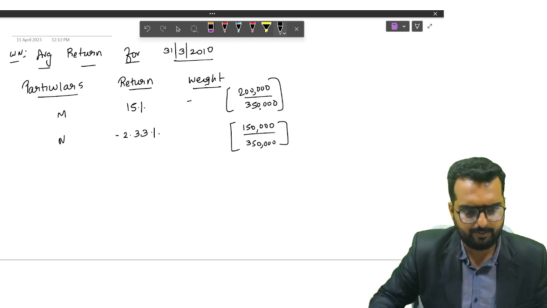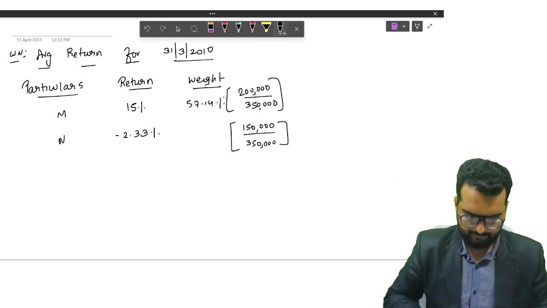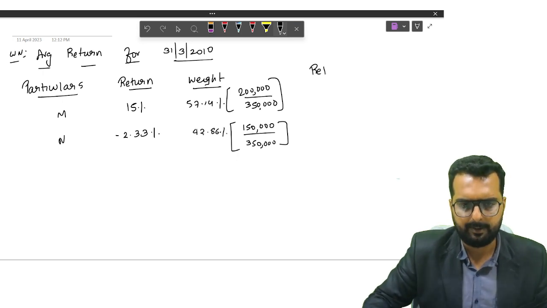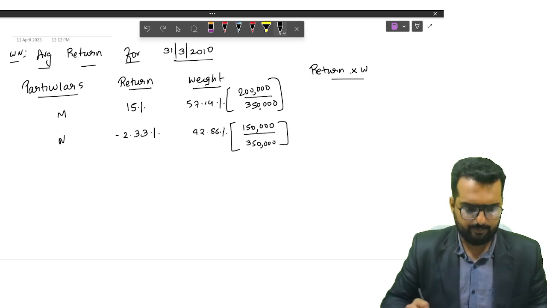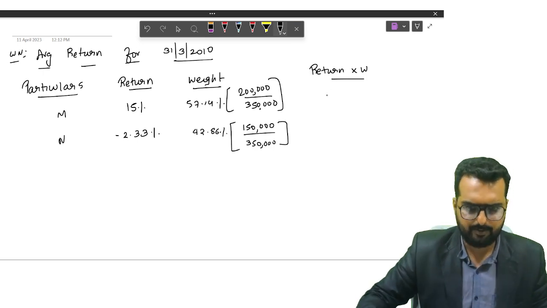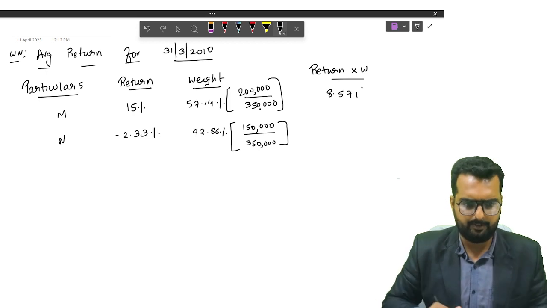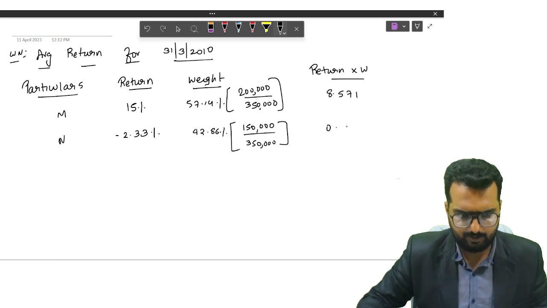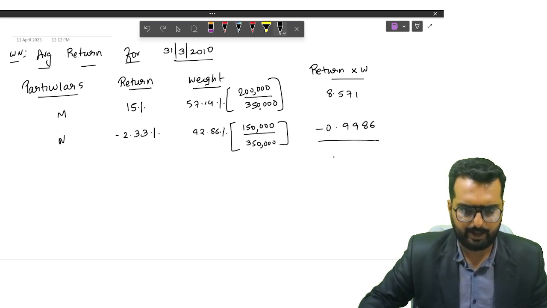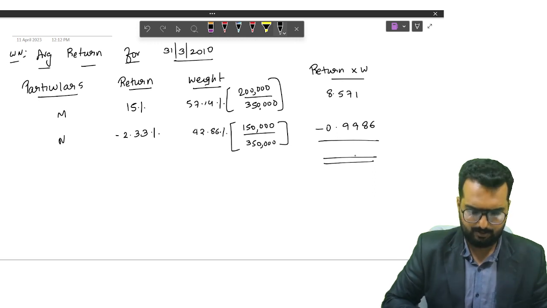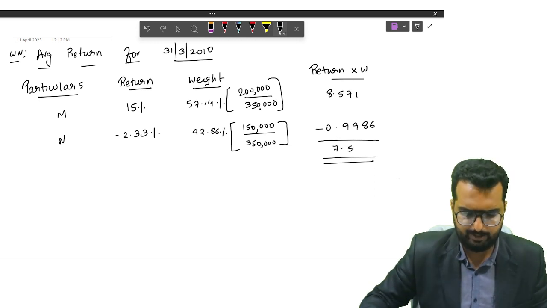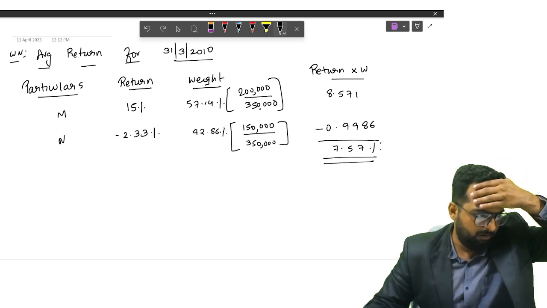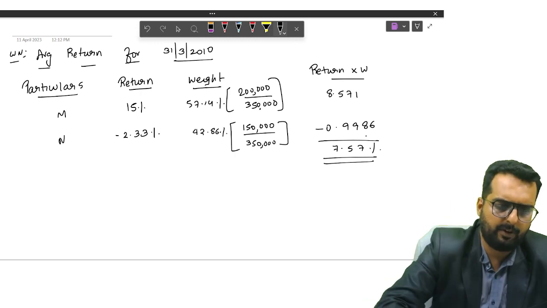Do I get the amount as 57.14%? The other one will be 42.86%. Therefore, my answer over here will be 8.571. And the other one is turning out to be 0.9986. Okay. So do I get the effective average return as 7.57%, friends? Perfect. That is for the first one.